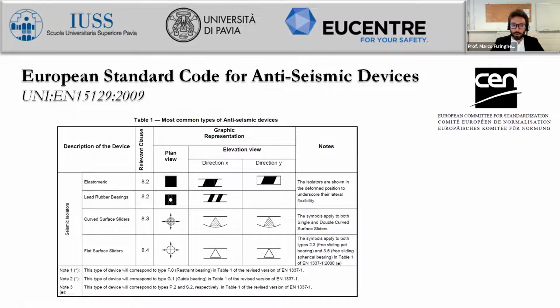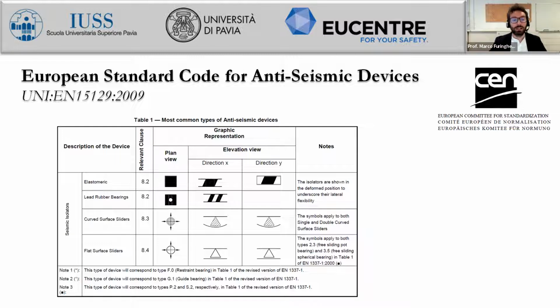And in table 1 of this standard code, we have the most common types of anti-seismic devices. Here I just report the seismic isolators. But you have to know that in this standard code, as I mentioned, there are also other typologies of devices, some typologies of displacement based devices, velocity based devices, rather than dampers, STU, and so on. So what we have seen yesterday is actually represented here.